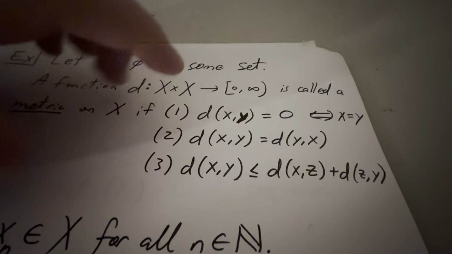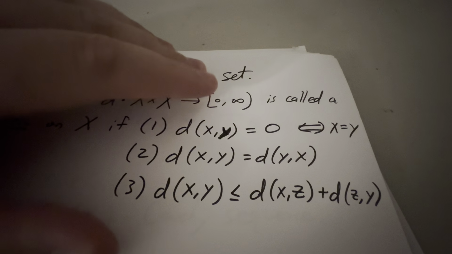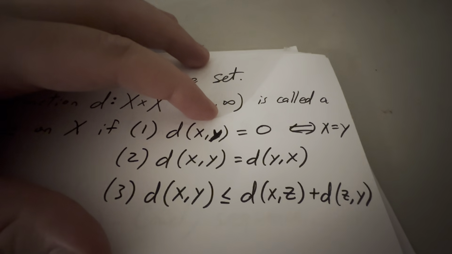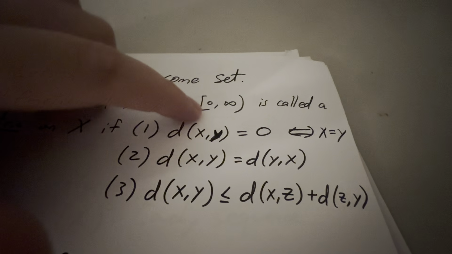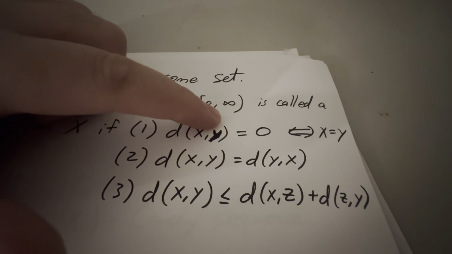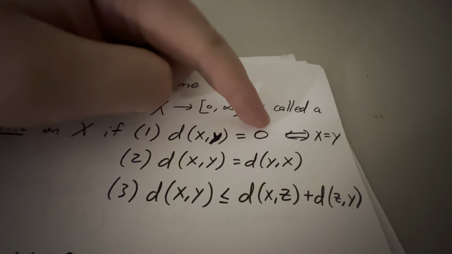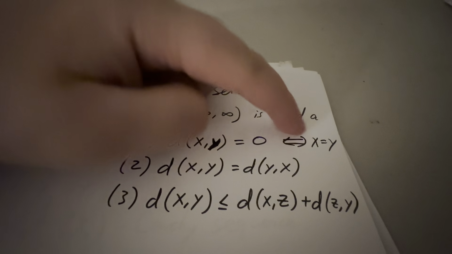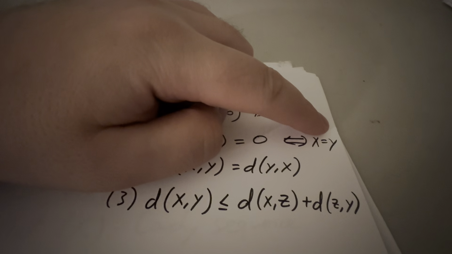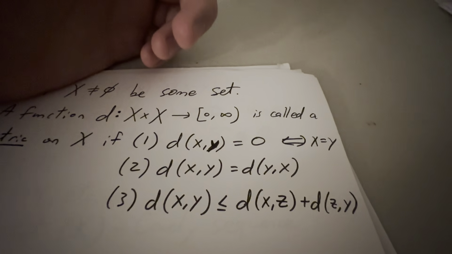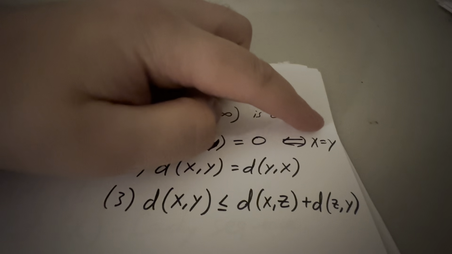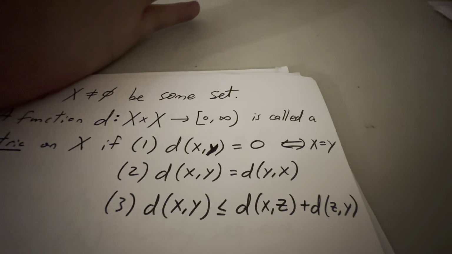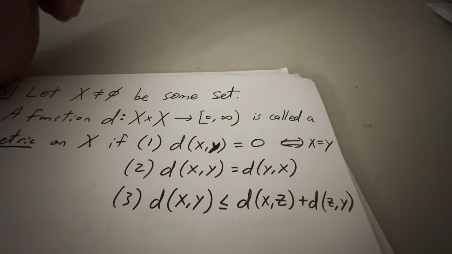So what are the 3 conditions? The first condition says that the distance between 2 points in x, which we will call x and y, the distance between them is 0 if and only if x is equal to y, which means that they're the same point. They may not be numbers in this case, but we say that the 2 elements are the same. We write the equal sign.